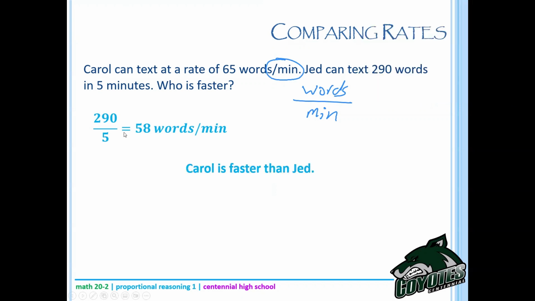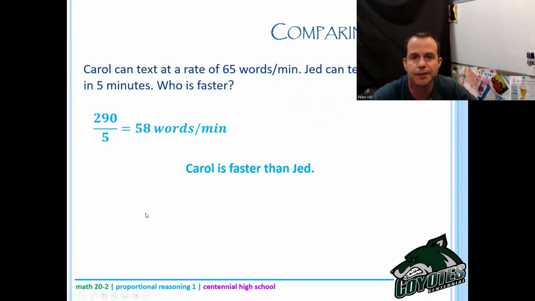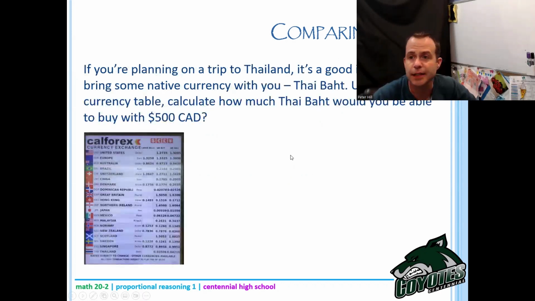I'm just going to hide my face there in case you are someone who doesn't have the book, just so you can see the full question there. Awesome. If you're planning on a trip to Thailand, it's a good idea to bring some native currency with you. That's called Thai baht. Using the currency table, calculate how much Thai baht you would be able to buy with 500 Canadian.